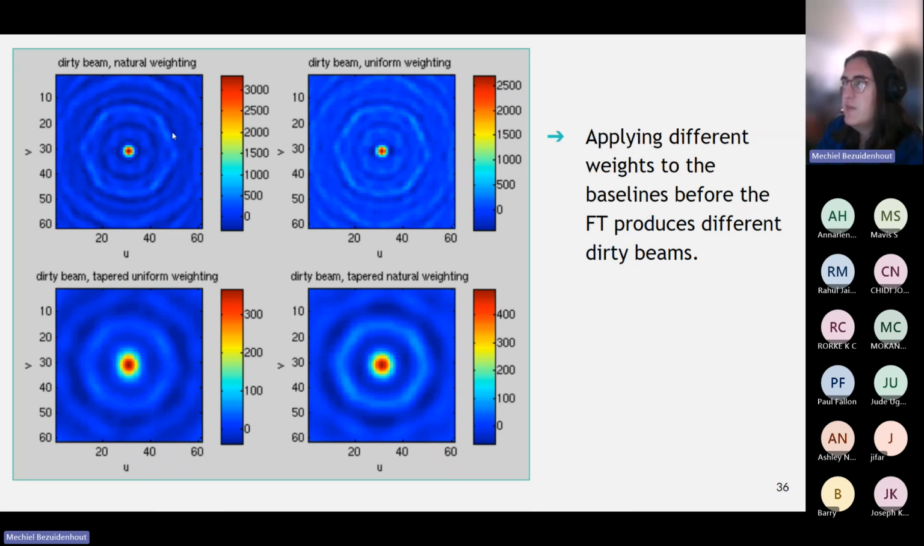You can change the shape of this dirty beam by applying different weights to the baselines. So for example, if you use natural weighting or uniform weighting of the baselines, you make them count equally when you do the Fourier transform, then you get different kinds of dirty beams. And those different kinds of dirty beam can have different applications if you want to accentuate one kind of detail in your image over another. Depends on your purpose with the image.